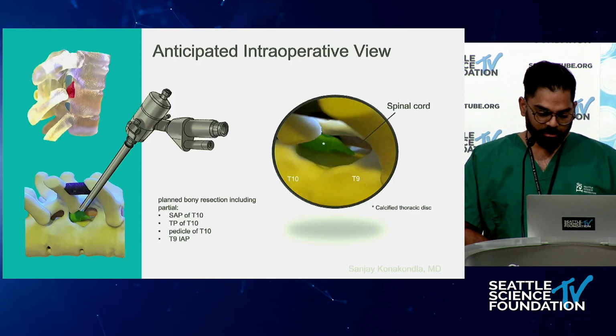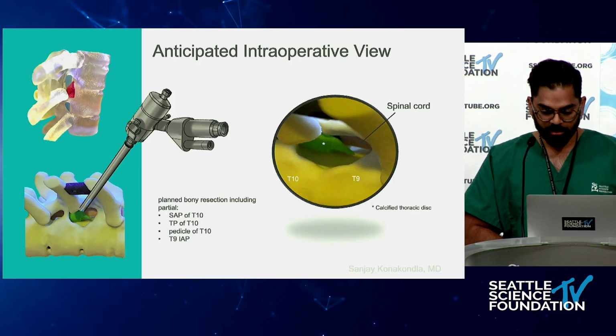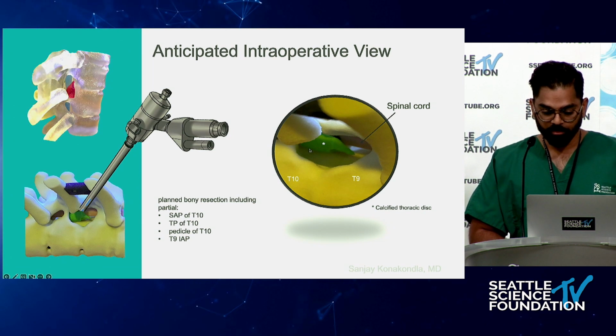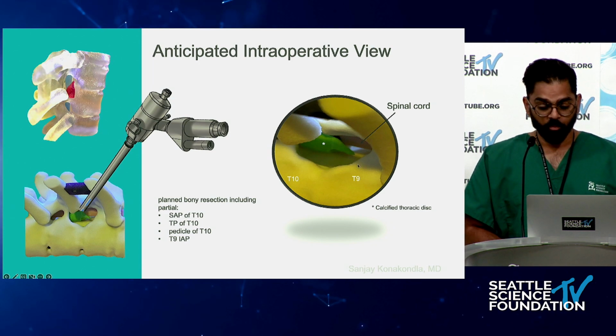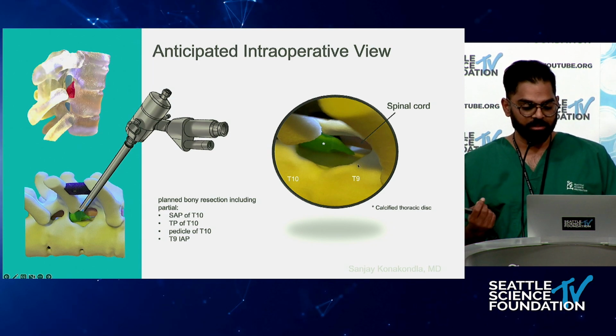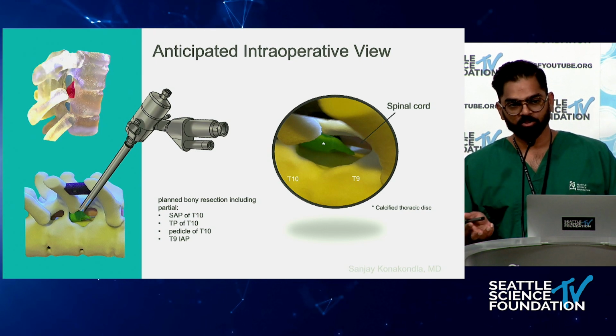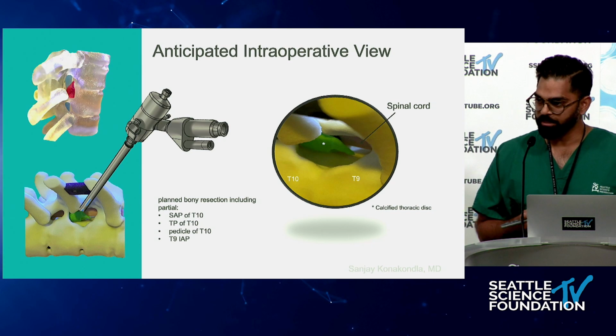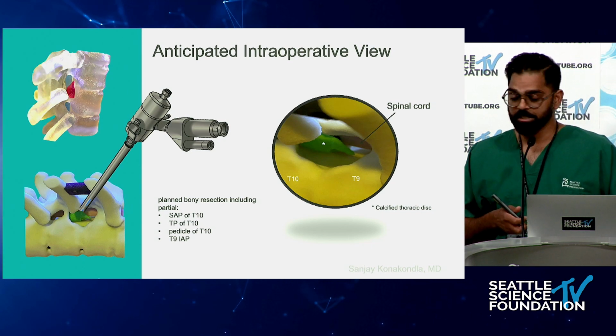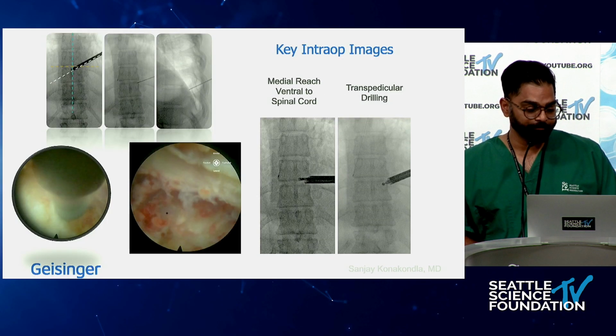So we 3D printed that, with the bone windows removed of what we're going to anticipate to drill, and that's what we hope to see. We thankfully were able to see that. You can see this made the surgery a lot easier. We know what bone we need to drill off. We know what angle of approach we need to take. We know what we're going to see in there when we get down there.